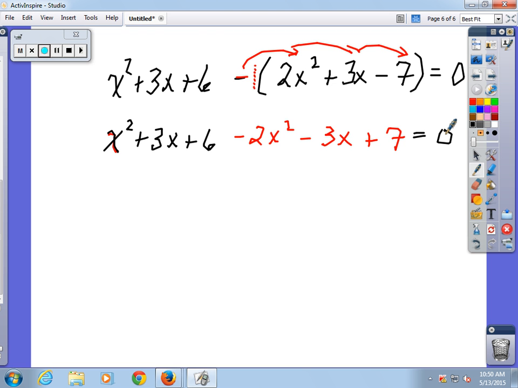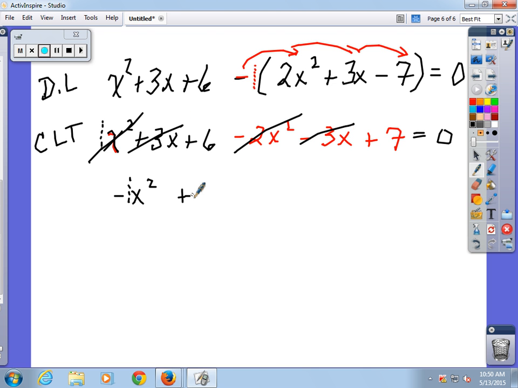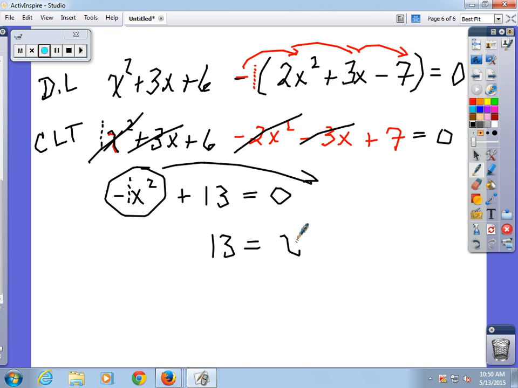Now, usually, after you use the distributive law, what is usually next? Combine like terms is usually next. What is 1x squared minus 2x squared? Minus 1x squared. 3x minus 3x cancels. And then 6 plus 7 is 13. Now I'm going to bring this x squared across the river. And that'll give 13 is equal to x squared.